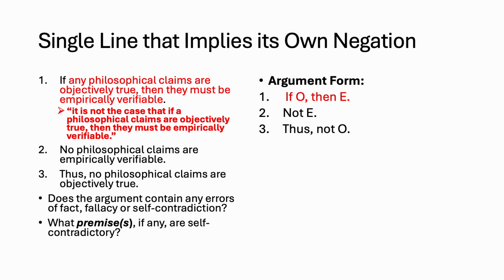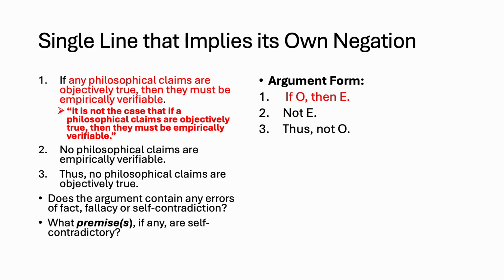So here we've got an argument. If any philosophical claims are objectively true, then they must be empirically verifiable. That argument also has that modus tollens form there over on the side. Premise 2 is: no philosophical claims are empirically verifiable. Thus, no philosophical claims are objectively true. And then we might ask, does it contain any errors of fact, fallacy, or self-contradictions? What premises, if any, are self-contradictory there? And again, our two test questions, right?